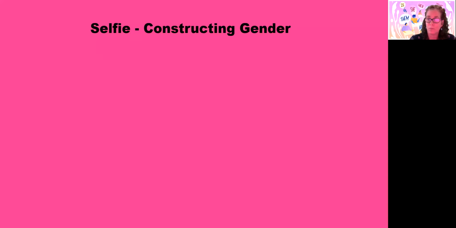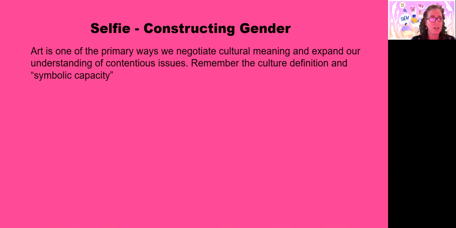All right, so this is what you're doing. You're constructing gender. And we're going to use art to do it. And so art is a form of symbolic expression. And so you'll remember that the last part of the biological components to culture for Homo sapiens happens to be our large symbolic capacity. And what we do with that symbolic capacity is we communicate with symbols. And art essentially is symbolic communication.